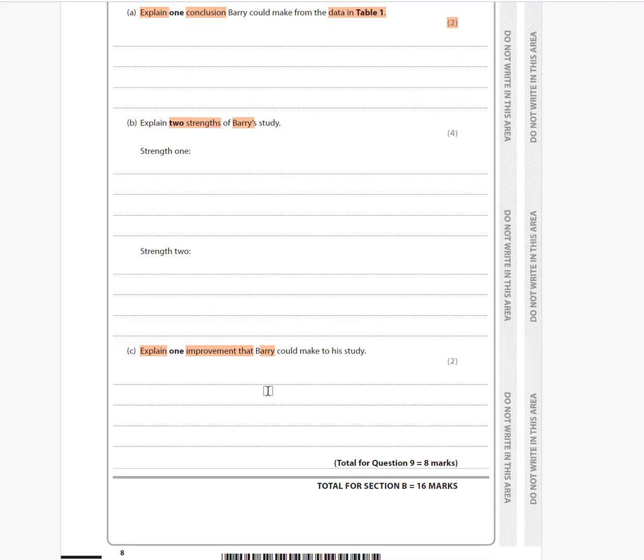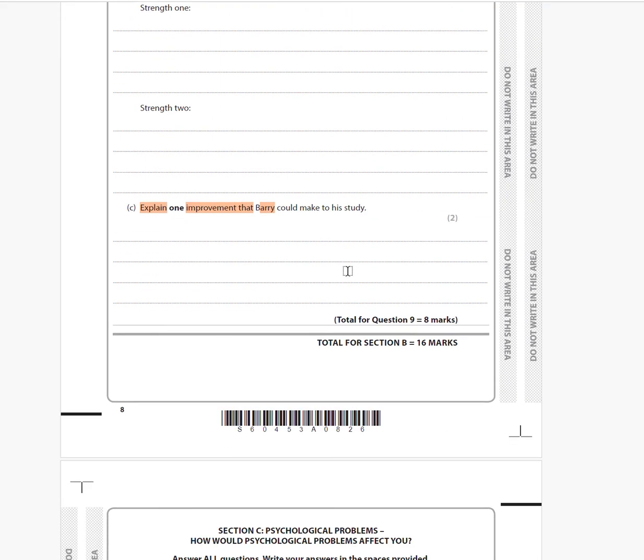But a good one for this is always things like, should Barry put some controls in? Should Barry have used a control group? Should Barry have had a bigger range of participants to make the results more generalisable? But you've got to say what Barry should have done better and why doing that would have made the experiment better. So again, on these questions, you're thinking about things like validity, reliability, controls, extraneous variables. You're thinking about how Barry's research could be of a better quality.